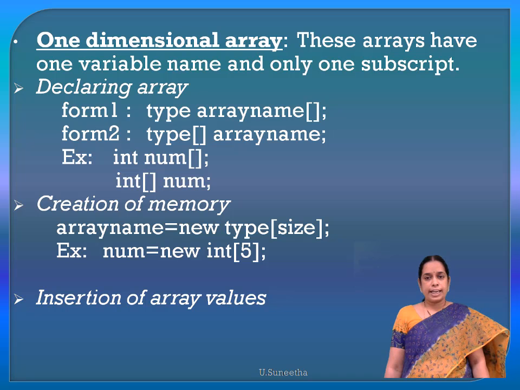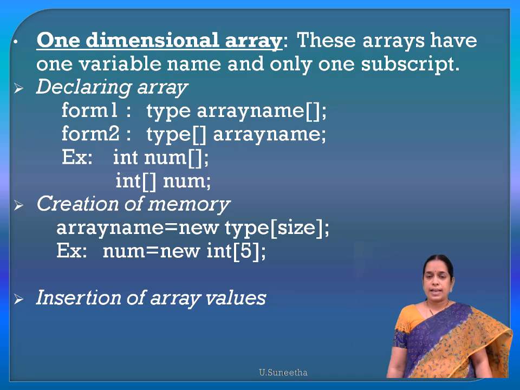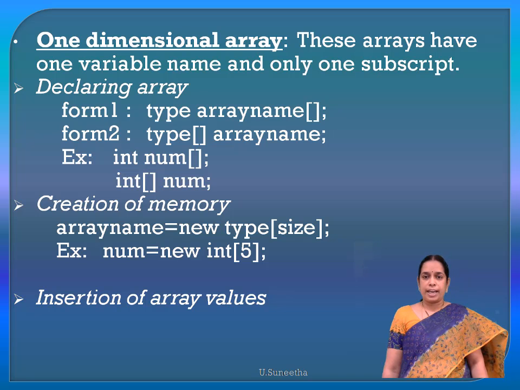The syntax for declaring an array will be like this. It has two syntaxes. The first syntax is type array_name[], and the second syntax is type[] array_name. By using either of these two syntaxes, we can declare an array. Next, the second one is creation of memory. That is, we have to allocate space for the array. That thing is called creation of memory.